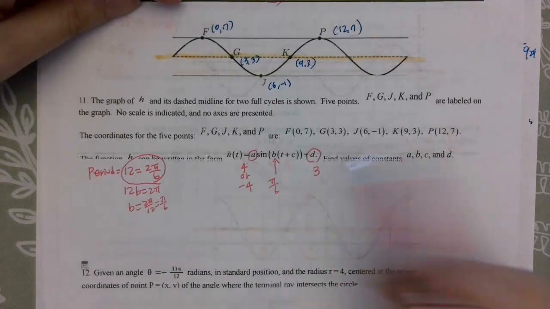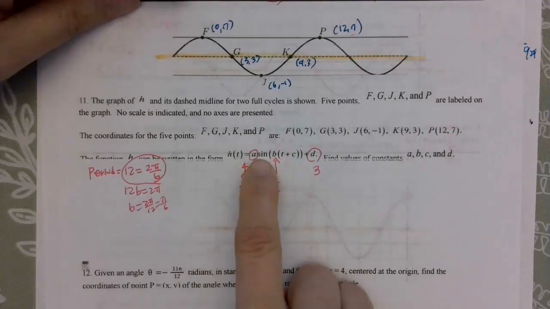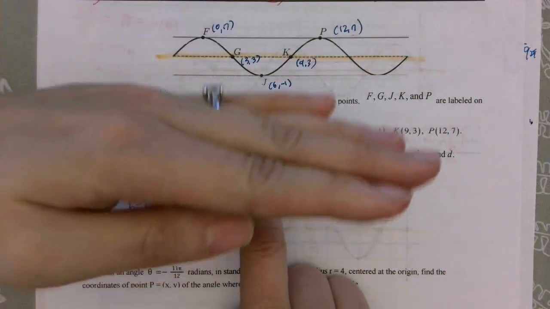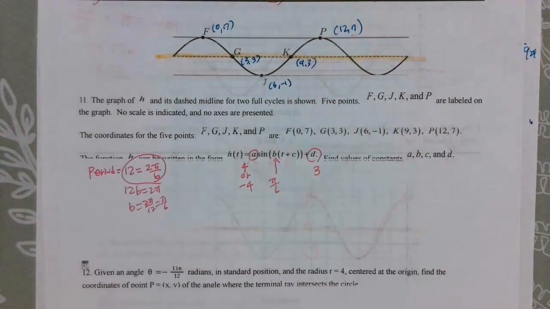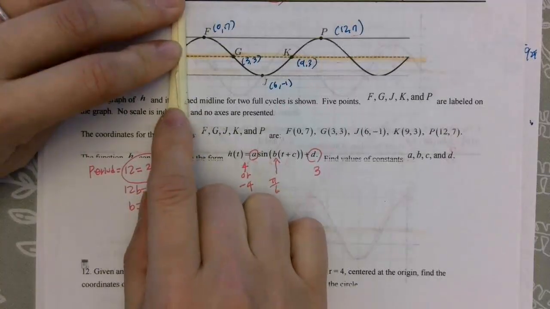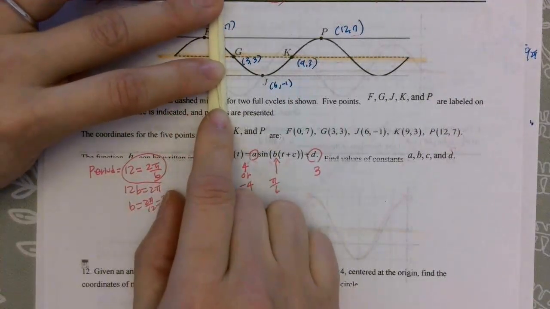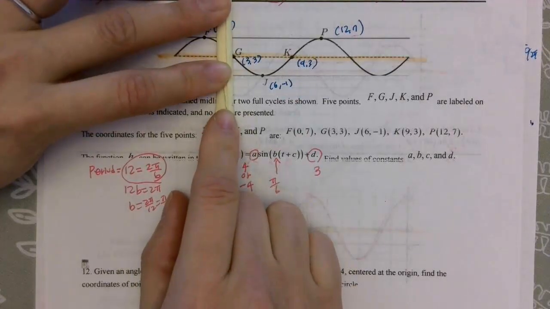Now the c value, the shifting, you're moving left and right. A few things to keep in mind. This is the sine function, so what are we looking for? We are looking for the midline start. So I'm going to move my yellow tape, blue tape. When do I start at the midline? Not F, that's not the midline. I'm looking for maybe point G.